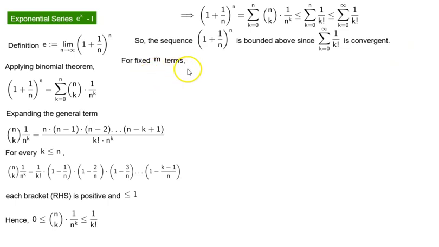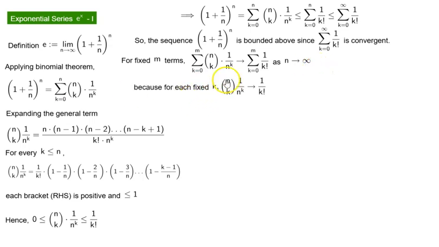For fixed m terms, the sum of the first m terms will go to the sum k equal to 0 to m of 1 by k factorial as n goes to infinity. Because for each fixed k, n choose k times (1 by n) to the power of k goes to 1 by k factorial. Here if you notice, if we take n to infinity, 1 by n, 2 by n, 3 by n, all that disappears. What we are left with are factors of 1, which can be ignored, and we are left with 1 by k factorial, which is what I have mentioned here.